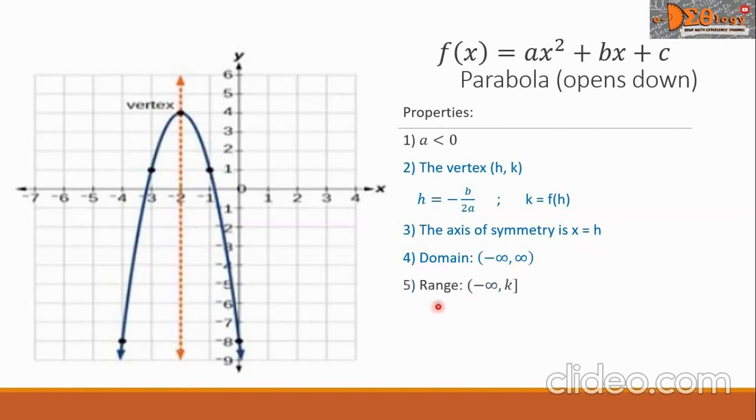Property number 5 is the range, the values for y. So with respect to the y-axis, it starts with negative infinity, and the highest is the k value, and we use the square bracket.